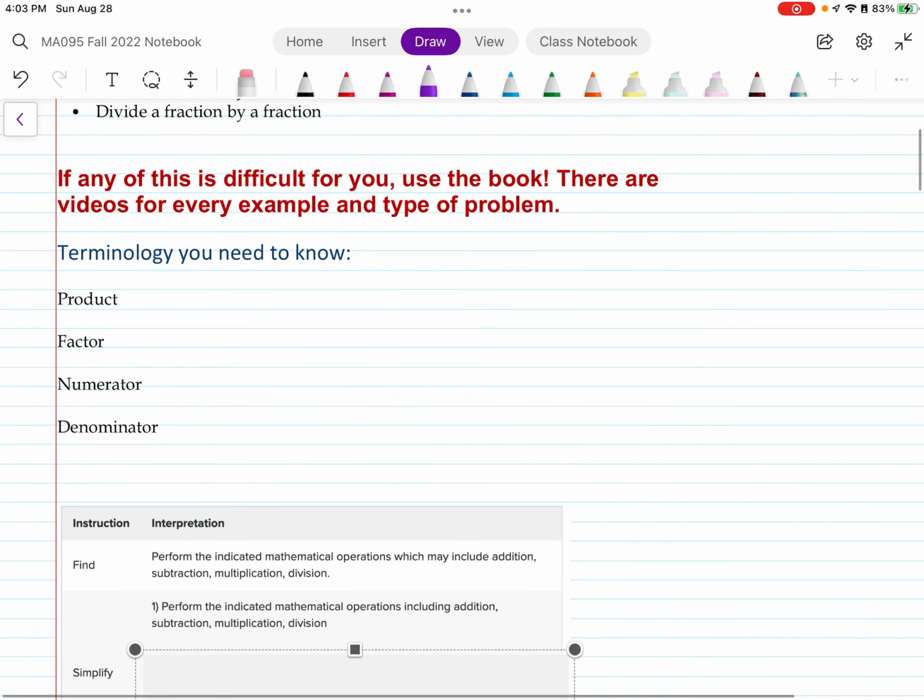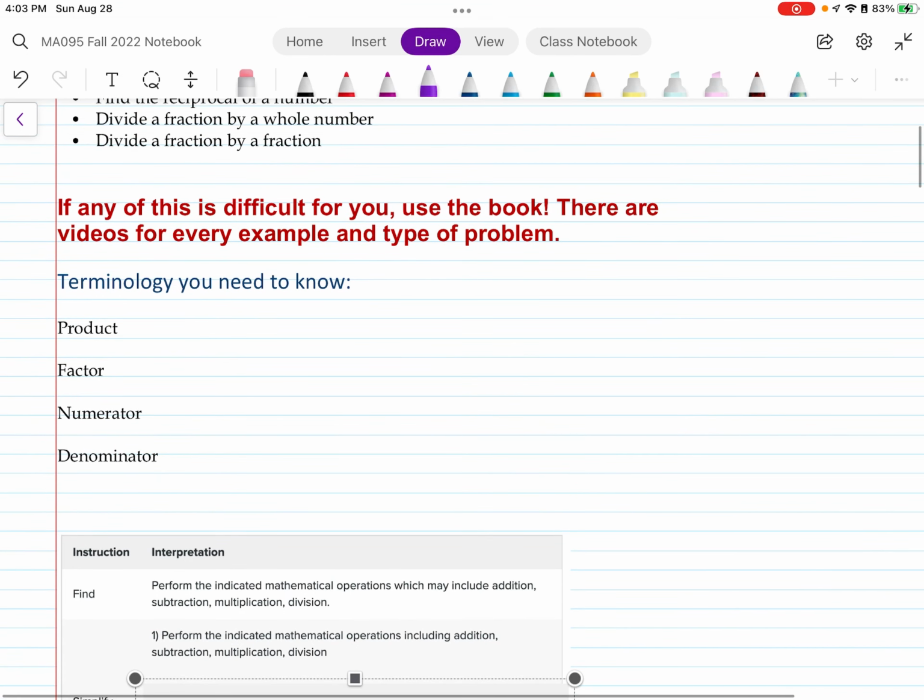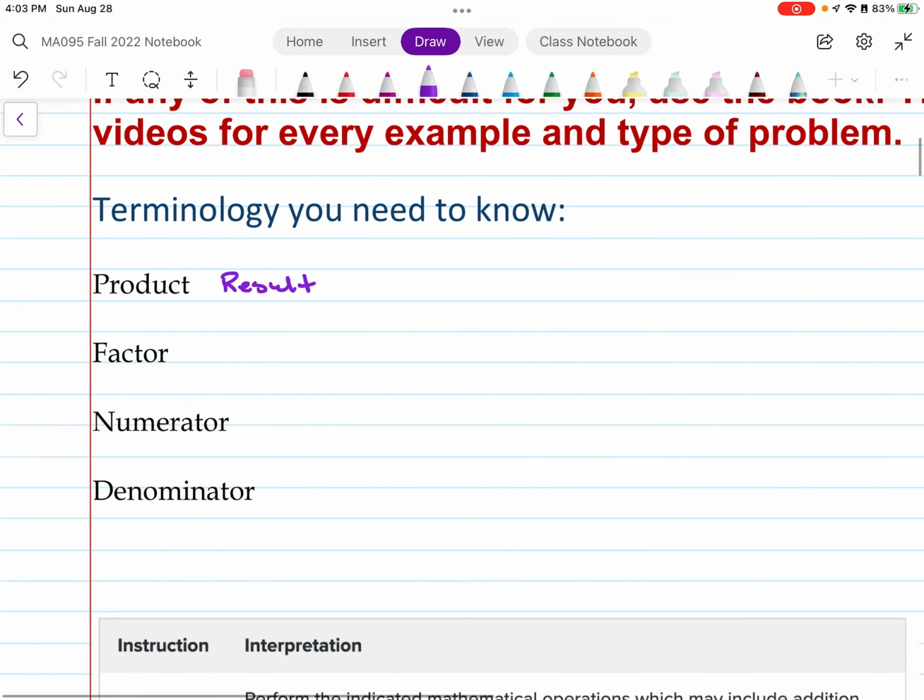All right, so the terminology you need to know for this is first product. What does product mean? It is the result, I'm going to make this a little bit bigger, of multiplication. The result of multiplication. Okay, so you need to know these words. They're in the glossary at the back of each section in the textbook. So it's a great place to look for the words you need to know.